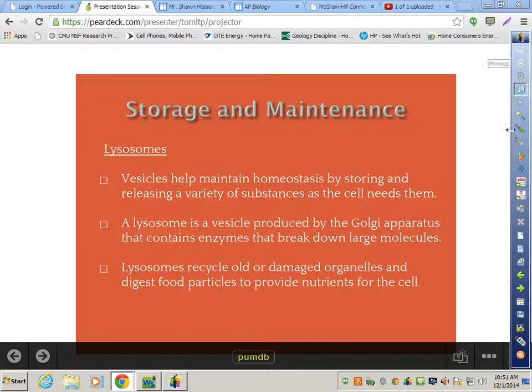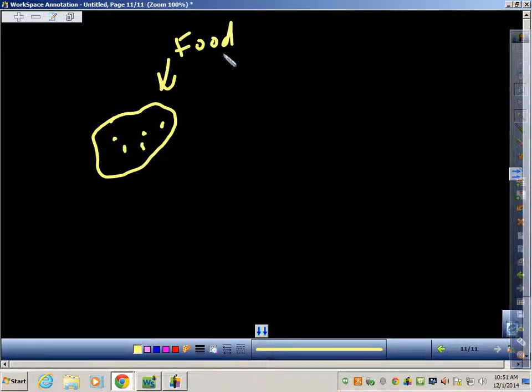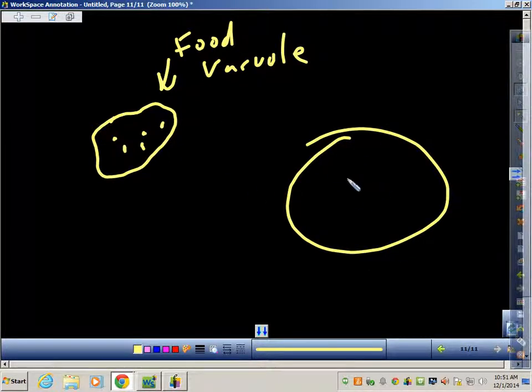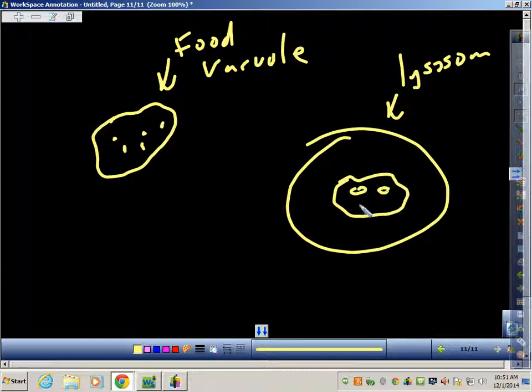I know that's kind of a lot. So over here, I'm inside of the cell. So let's say this is food. So this is a food vacuole. Okay? And over here, let's say this is a lysosome. And inside the lysosome, there's this enzyme which breaks things down. I don't know. That's kind of a bad drawing.